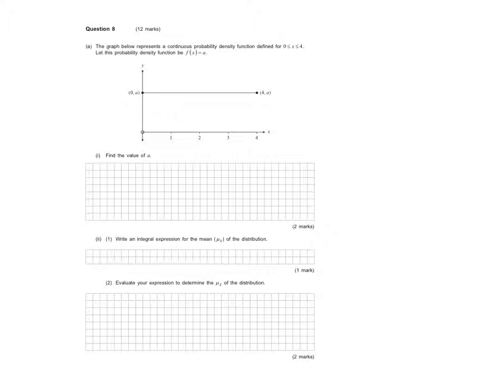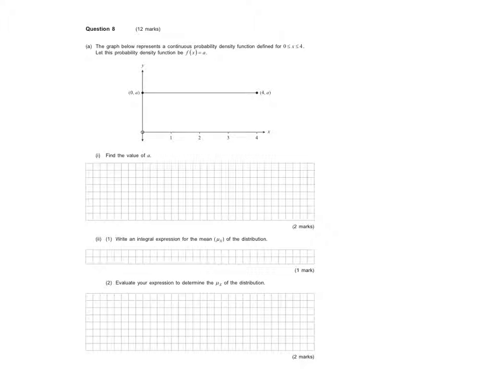The first question asks us to find the value of A. So let's have a look at what is given. The graph below represents a continuous probability density function defined for x between 0 and 4. Let this probability density function f of x equal A.